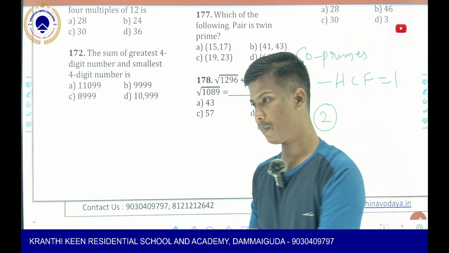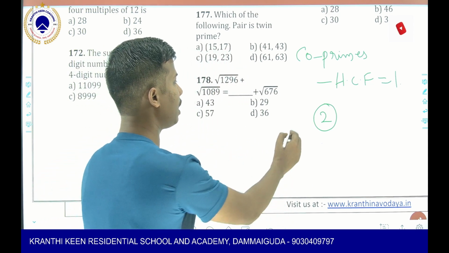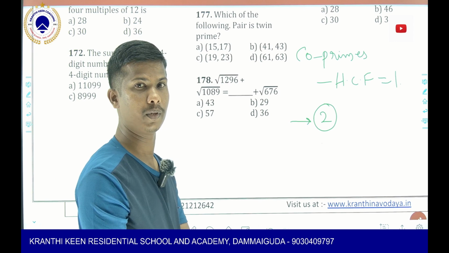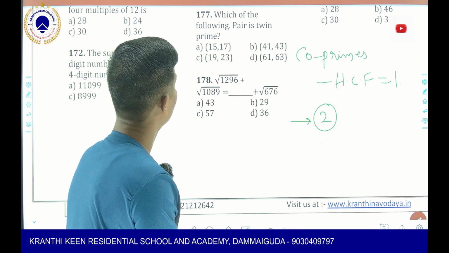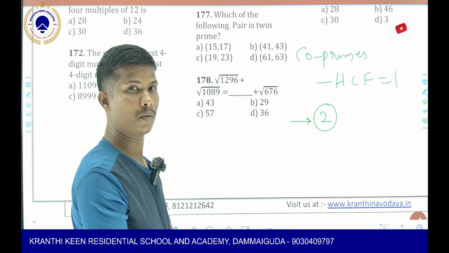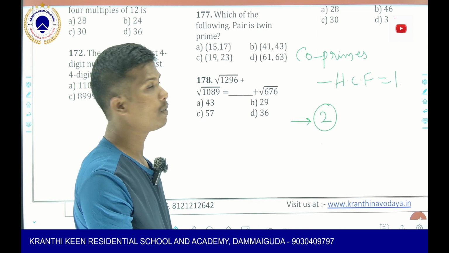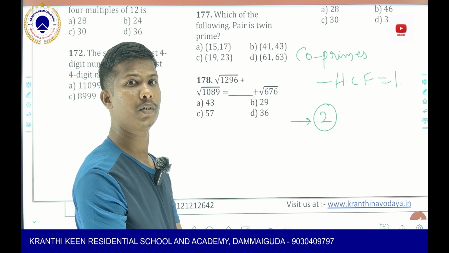Twin primes means both numbers should be primes only. But if you subtract the two numbers, you have to get the answer as 2. That's the meaning of twin primes. In order to find them, first eliminate the numbers which are not primes. That means the remaining prime numbers can become the twin primes.